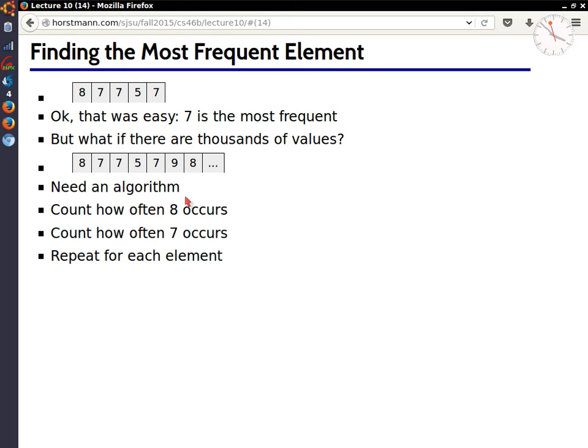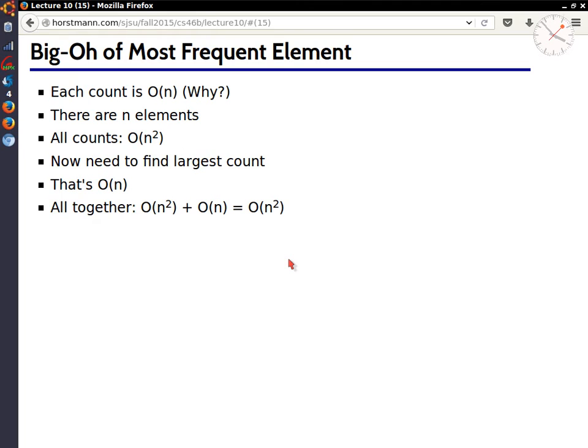So that's my algorithm. For each element, count how often it occurred. If it occurred more often than the one I had previously seen, remember it.